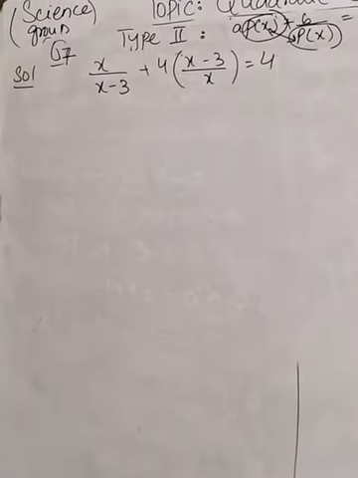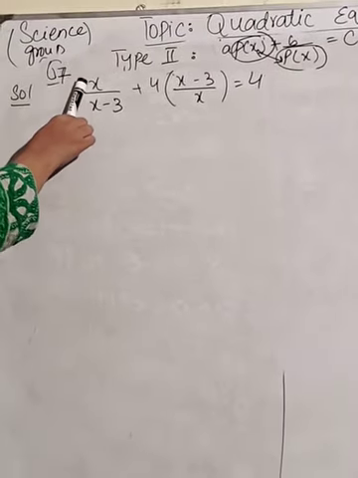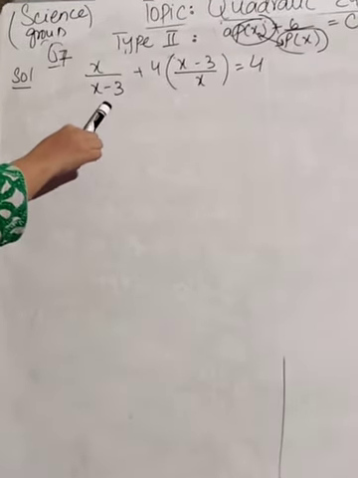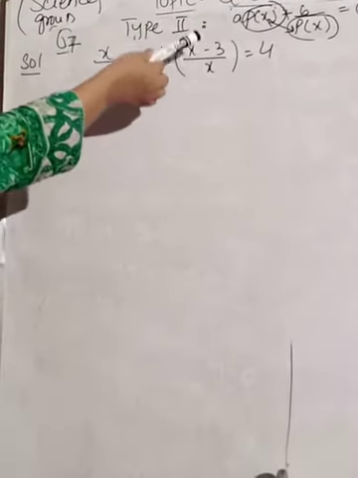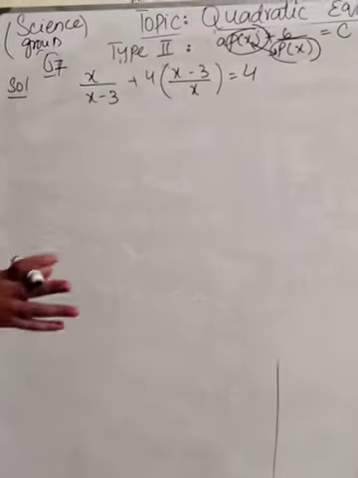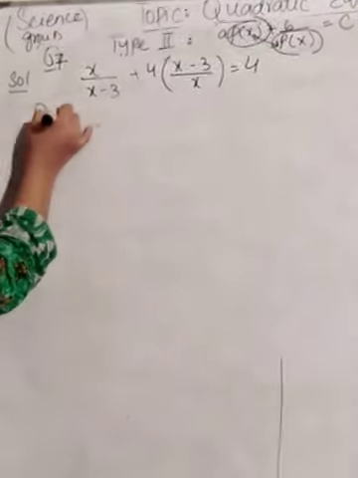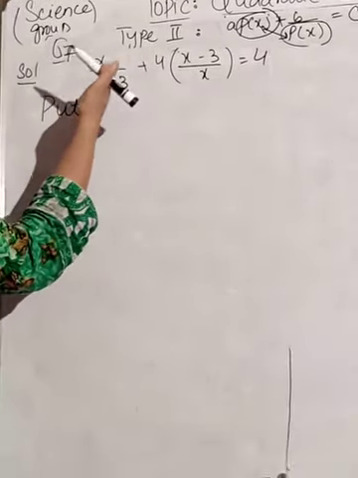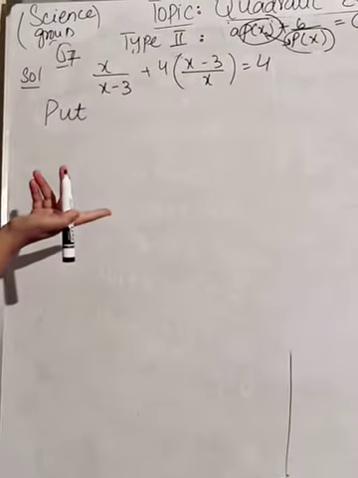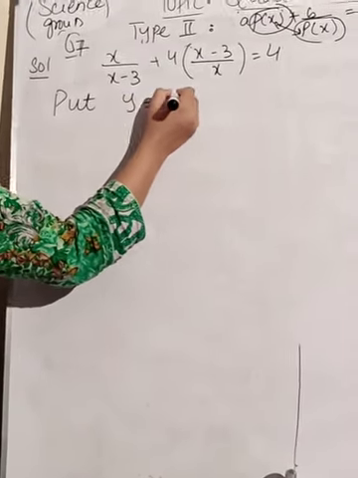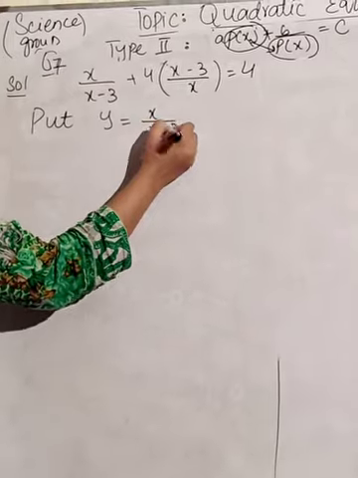If we observe that, we can see the value in the numerator here is in the denominator in the second term, and the value in the denominator in the first term is in the numerator of the second term. So again the values are reciprocal of each other. So what do I need to substitute? Whichever one you want to put, the thing is the same. Okay, so put y is equal to x over x minus 3.